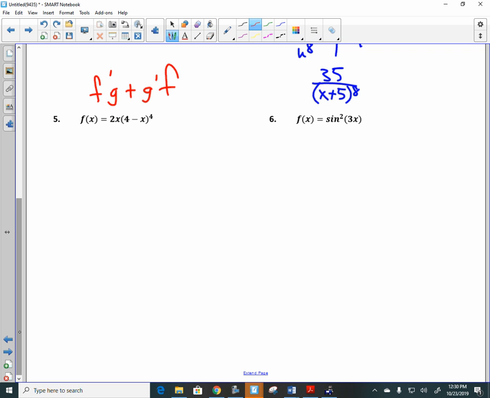So we set it up. F prime times G plus G prime times F. Here we go. Let's see if we can handle it. What is the derivative of F? We will call F 2x. 2. Everybody good with me so far? Times 4 minus x raised to the 4th power.